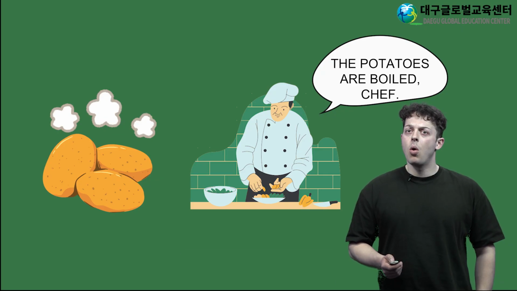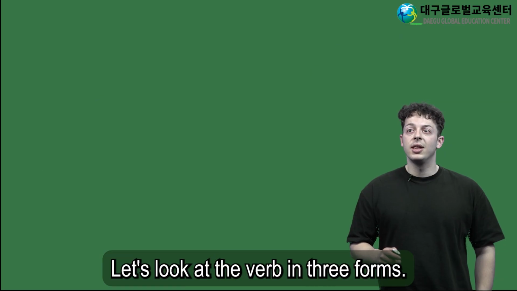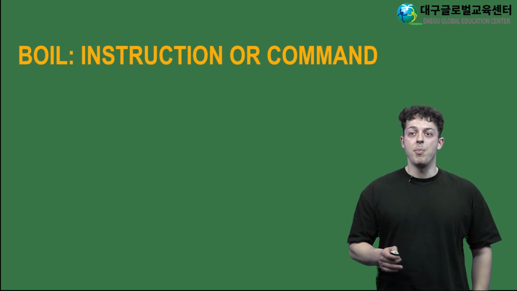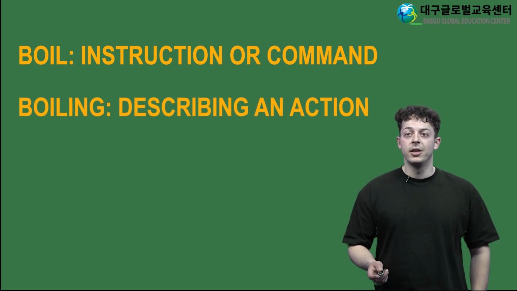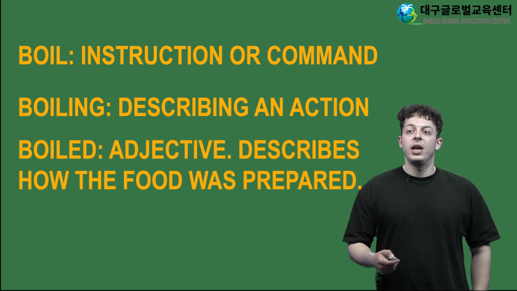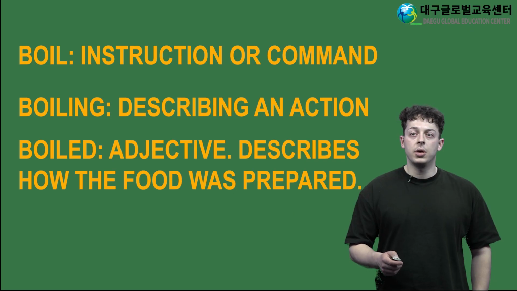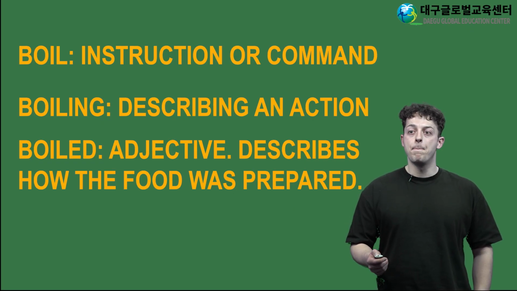What's the verb? It's to boil. Let's look at the verb in three forms. Boil can be used as an instruction or command. Boiling, describing an action as it happens. Boiled, an adjective. It describes the action or cooking technique used to prepare the food. Someone boiled the potatoes. They are boiled.